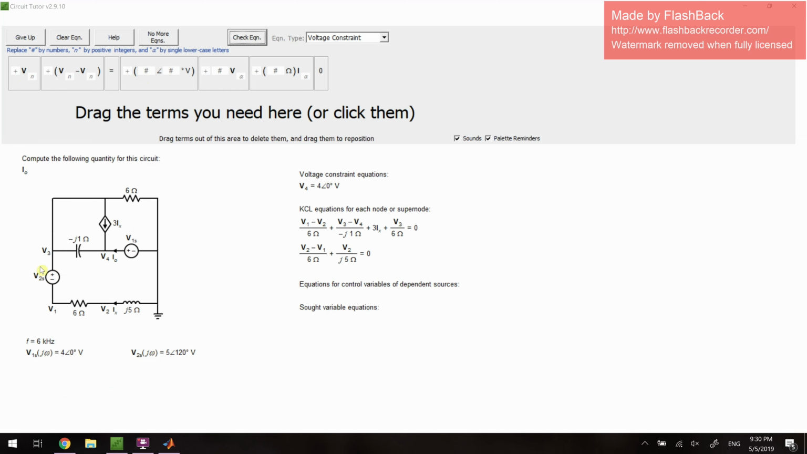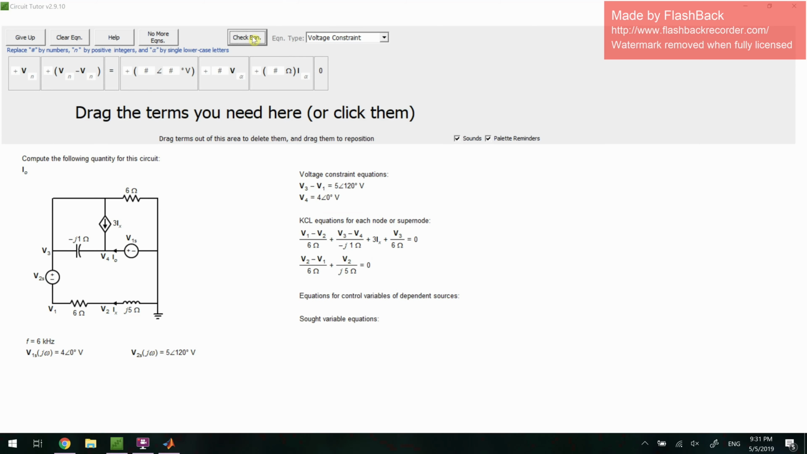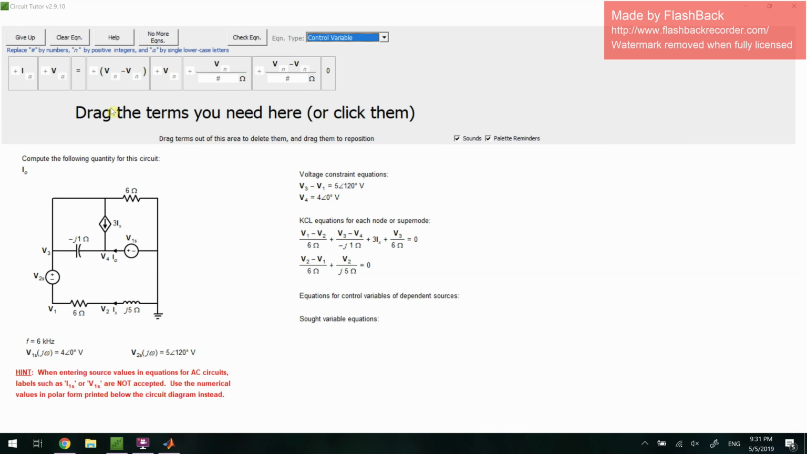So now we can do the same for V2S. On the positive side, we have V3. On the negative side, we have V1, which means that the difference of V3 and V1 should be given by the definition of V2S. And the definitions for these are found underneath the circuit diagram, in case you're wondering where these values are coming from. And it looks like there are no more voltage supplies, and the KCL equations are done for us. So we can move to the equations for control variables.